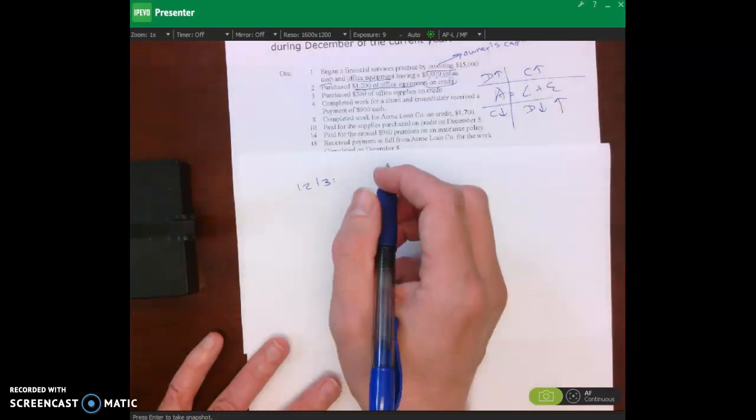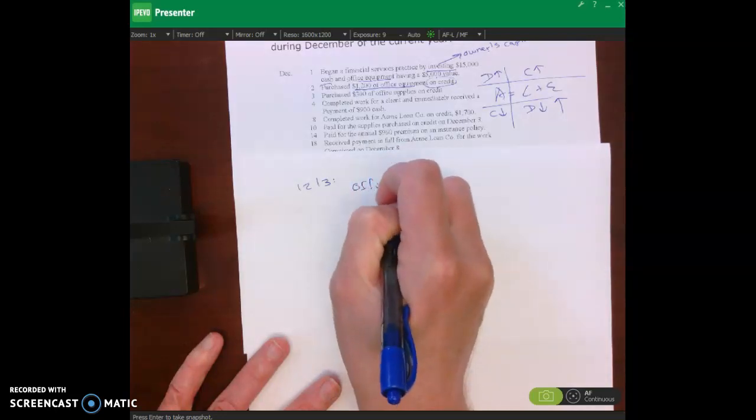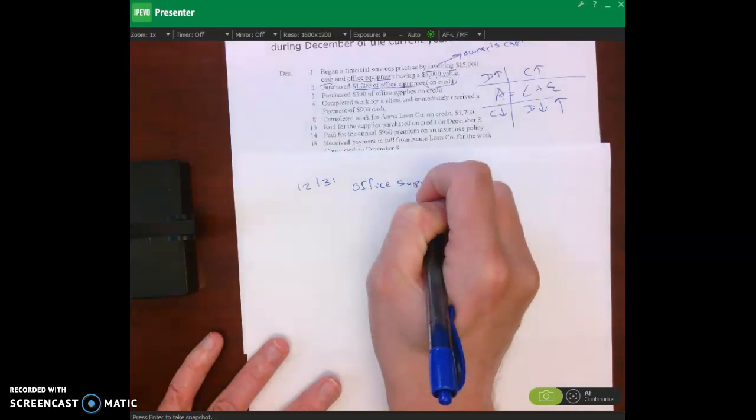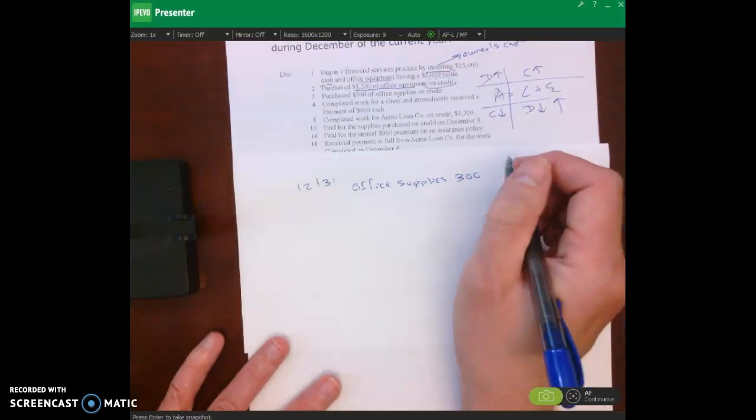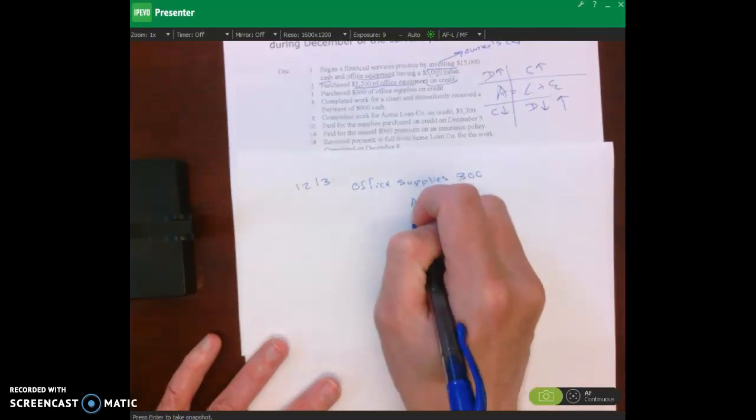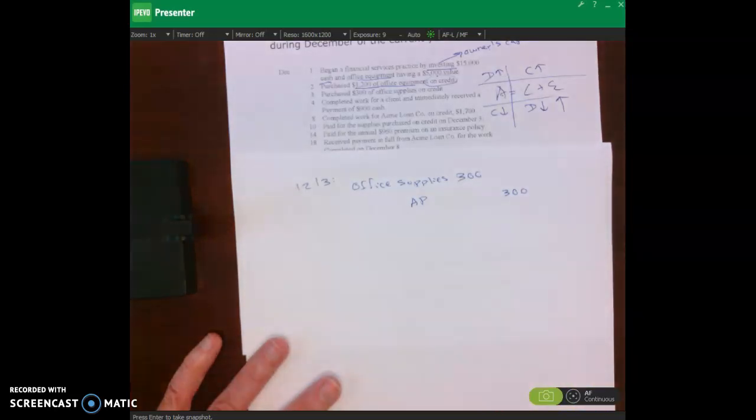So how do I do this with my journal entry? I will debit office supplies for my $300, and then I will credit AP, accounts payable, for my $300. Okay?